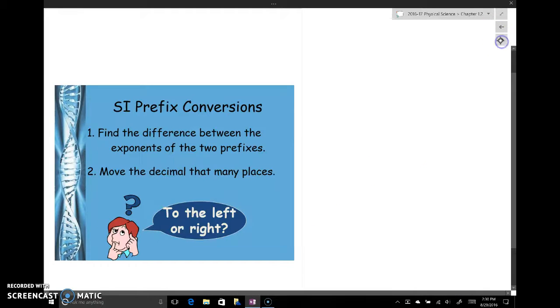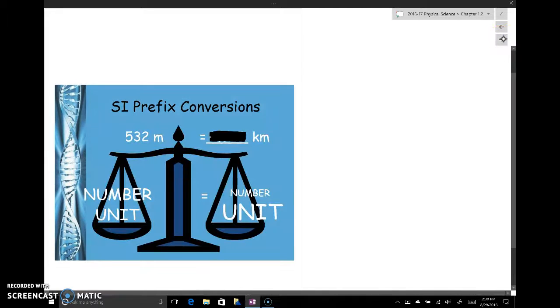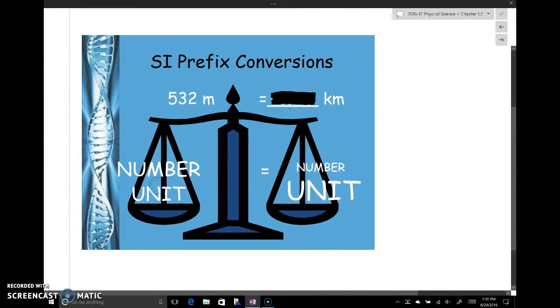Let's get some more practice with that. So the question you should be asking yourself is, what's the difference between the two prefixes I'm trying to convert between, and how many places and in what direction do I need to move the decimal? Here's the way you should think of this.